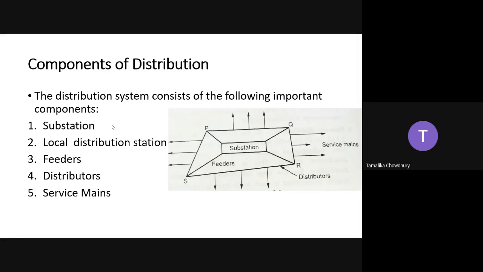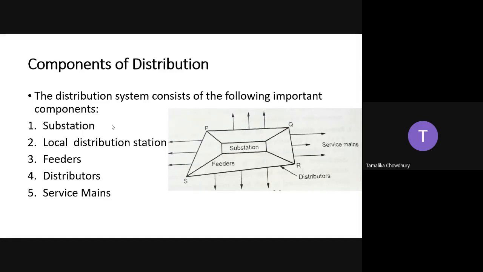Now the distributors. These are the conductors used to transfer power from the distribution center to the consumers. Consumers are who? Us, like domestic, commercial, industrial. So from the distributors, the tappings are taken for the supply to the consumers, and the voltage drop along the distributors is the main criterion for designing the distributors.